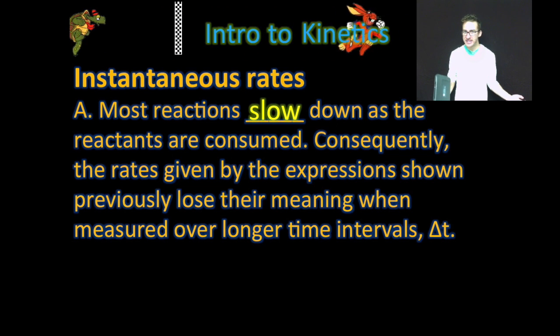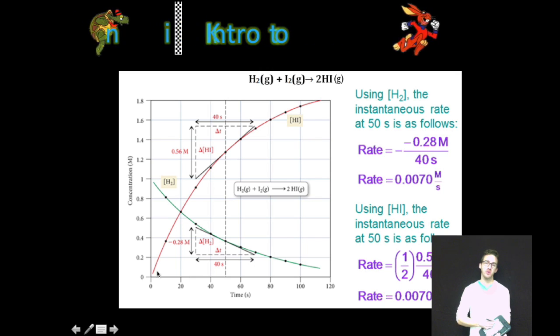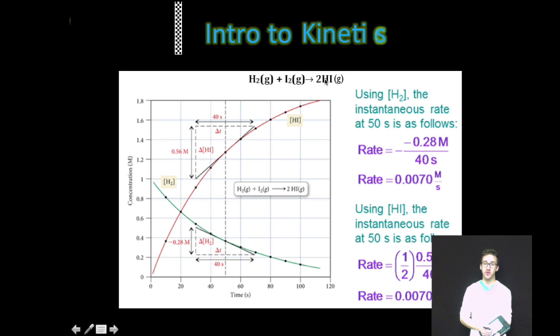Now, most reactions will slow down as the reactants are consumed. There's less reactants banging into one another. As a result, the average rates that are given by the expressions that we just discussed lose their meaning when measured over longer periods of time. So let's take a look at a reaction between hydrogen gas and iodine gas to form hydrogen iodide.